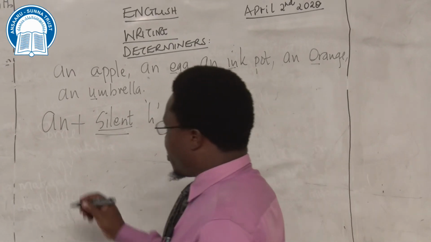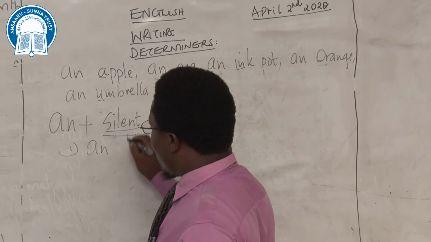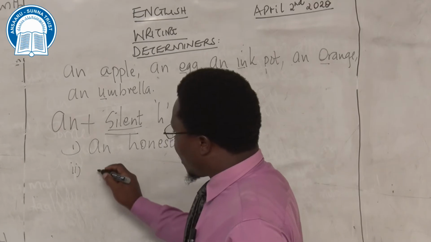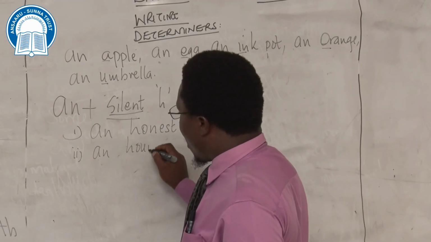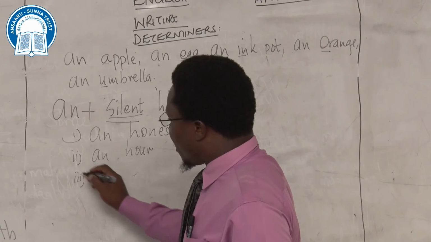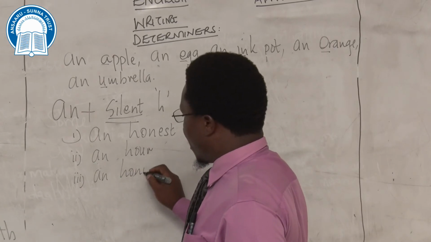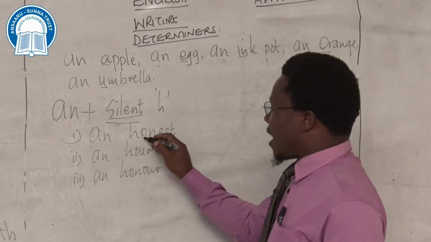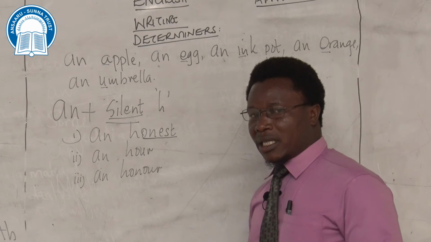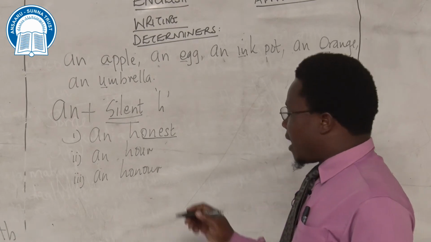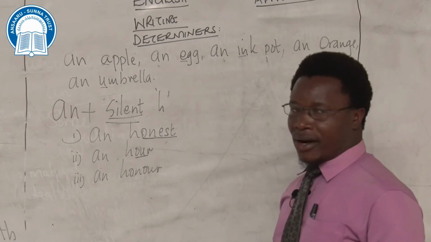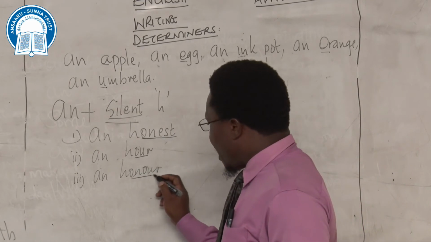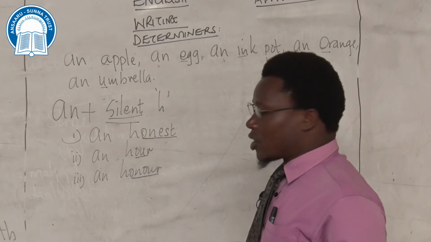Consider the following examples. We have the first word as honest. We have the second word as an hour. We have the third one as an honor. So when you read these words, the first word is read as honest, you don't read it as honest with the H sounded, wrong. The second one is read as hour, you don't read it as hour with the H sounded, wrong. The third one is read as honor, you don't read it with the H sounded.